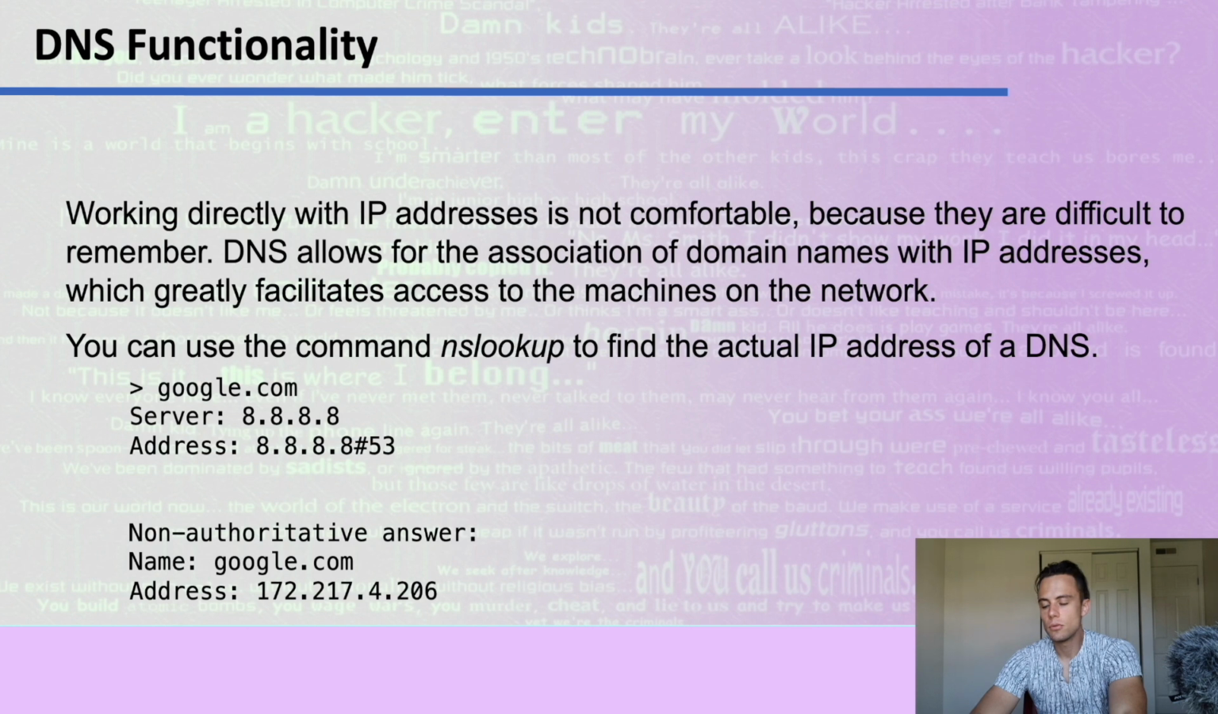So for example, if we check the IP address of google.com, you can see that it's 8.8.8.8, and the non-authoritative answer for Google is going to be 172.217.4.206. But how do we check that? There is one command that you can use on basically every device, and it is called nslookup. So let's go now to the terminal and see how this command actually works.